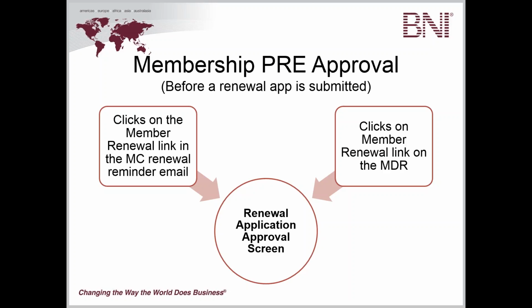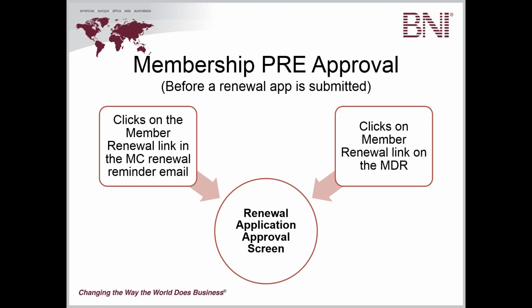The benefit of pre-approving people is also that it is a prompt to get the member to do their renewal as well, because the member will be emailed saying, hey, your membership committee has just pre-approved your renewal. Would you like to go ahead and start that renewal process now? The second way is that in the membership dues report, there is a little icon, a link that brings them to the pre-approval screen as well. So those are the two ways that we can pre-approve somebody.